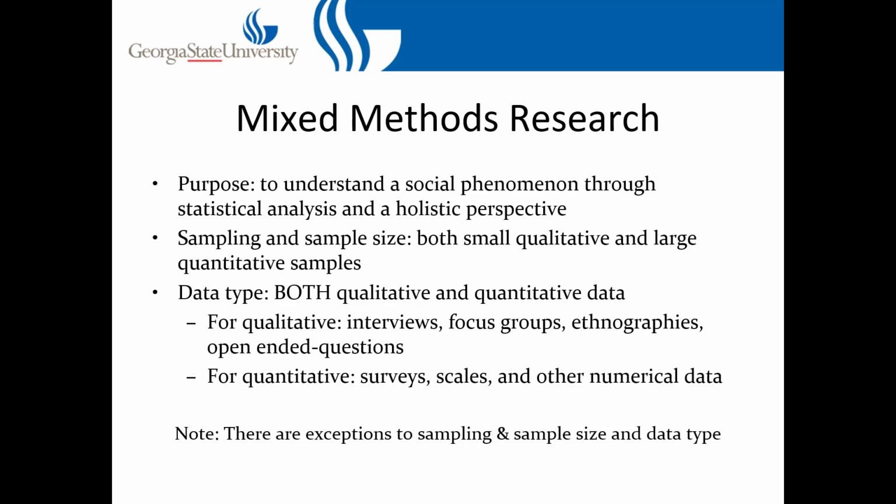So we have the benefits of the quantitative work as well as the benefits of the qualitative work. For the sampling and sample size, we have both the smaller qualitative data samples as well as the larger quantitative data samples, which gives us the benefit of both types of data. So what often happens here is scholars will pair together different data sources. So for qualitative, they may use those interviews, focus groups, ethnographies, or open-ended questions. And then for quantitative, they use the surveys, scales, and other numerical data.